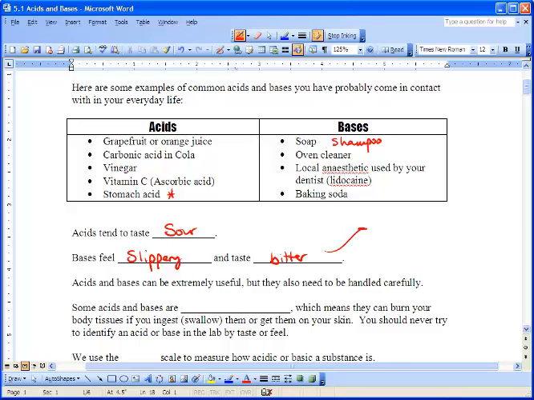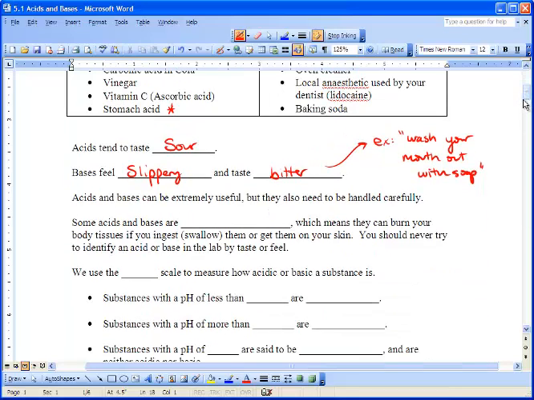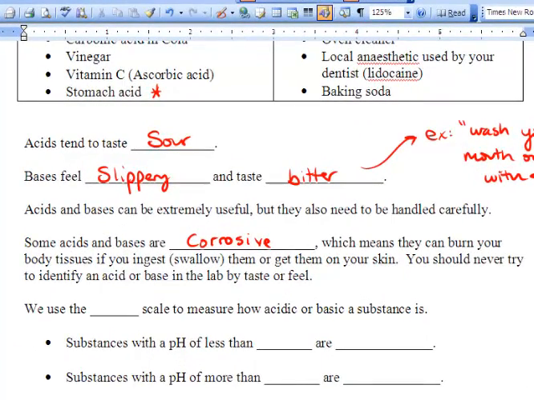An example of this would be washing your mouth out with soap. You know, when you're a little kid and if you swore, you'd have to wash your mouth out with soap. So acids and bases can be extremely useful, but they really need to be handled carefully. Some acids and bases are very corrosive, which means that they can burn your skin if you touch them or swallow them. And in the lab, remember, we never ever identify anything by tasting it or feeling it.